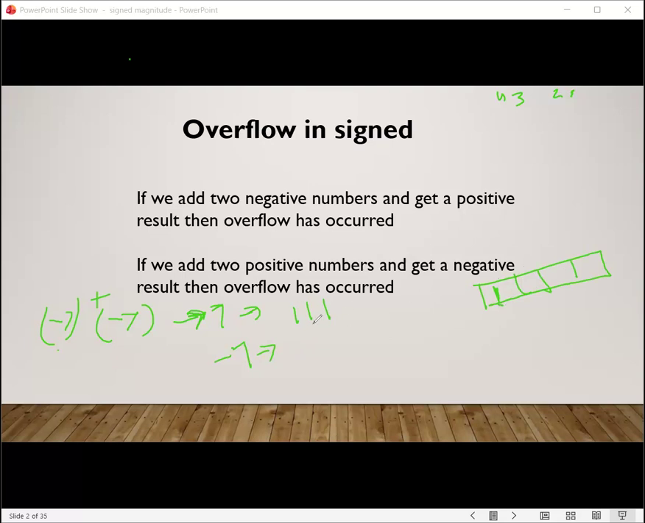Okay. To convert this into 2's complement, what do we do? Write 1 here and flip the digits: 0, 0. So what is the answer for -7? This is the answer for -7. Okay. Again, another -7: 1, 0, 0, 1. So this is actually a negative value.